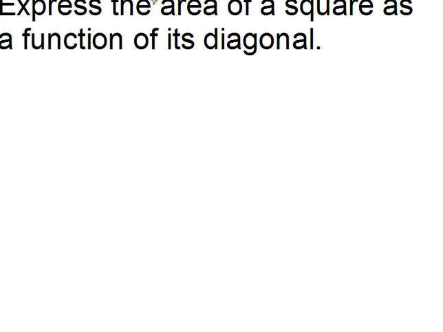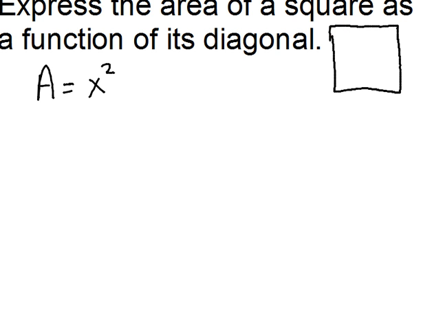Okay, our last one, express the area of a square as a function of its diagonal. Okay, so this one's a little bit different. So area is still x squared. So let's talk about the diagonal of a square and how we can figure it out. Okay, so this is the diagonal. The diagonal goes from one corner to the other corner. Okay, and hopefully as you remember, a square has a 90-degree angle in it. So in essence, what I'm trying to do is find the hypotenuse of this right triangle. Okay, so the diagonal of a square becomes the hypotenuse of a right triangle.